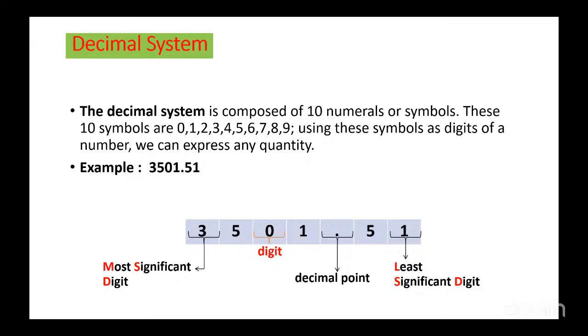So, write it down. The left side portion is the most significant digit, MSD. The right side is the LSD, least significant digit. The middle point is the decimal point. All are digits, not only a 0. 3 is a digit, 5 is a digit, 1 is a digit. Whatever you consider, all belong to digits. So the left one is the MSD, the most significant digit, and the right one is the least significant digit.